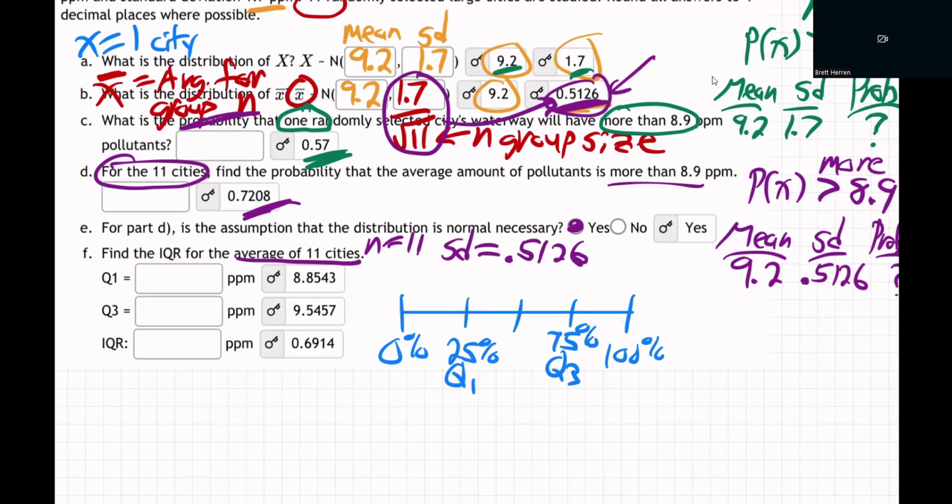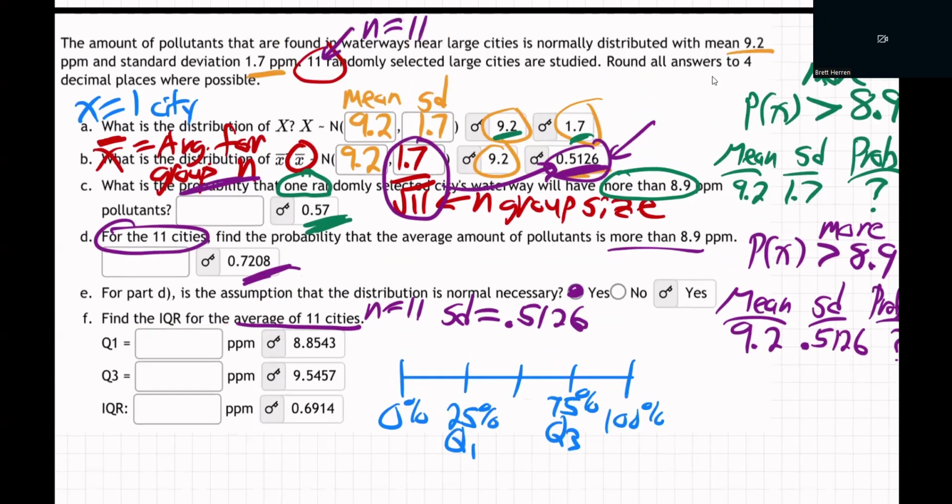Okay, great. So what is Q1? In other words, for these 11 cities, different cities have different amounts of pollutants, right? The city with the lowest amount of pollutants is down here. The city with the most pollutants is up here. So what's the city that's about 25% away? It's pretty low, but actually it's not one city. We want to grab a group of 11 cities and get an average that's pretty low. They've told us that for all the waterways near large cities, the average is 9.2, standard deviation 1.7. So what is the value that's going to be 25% of the way along?